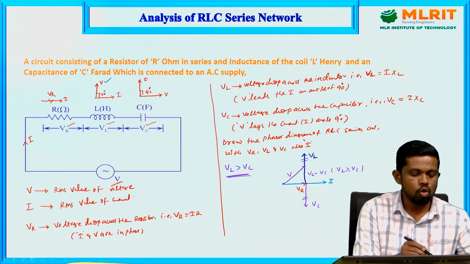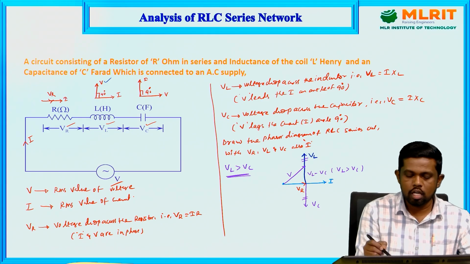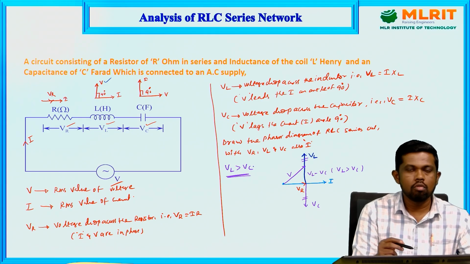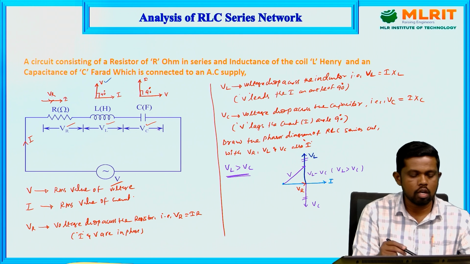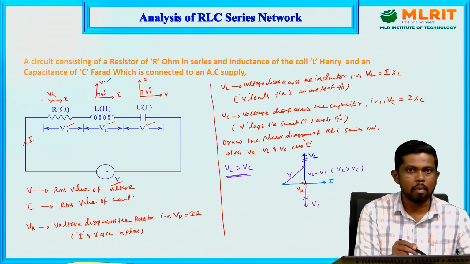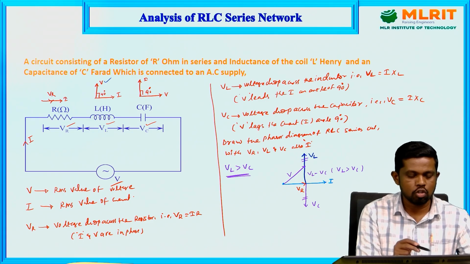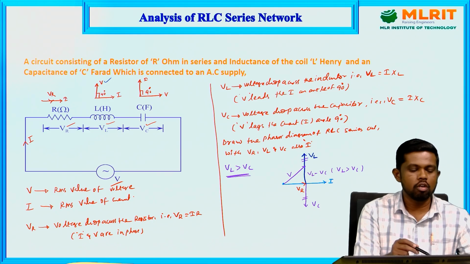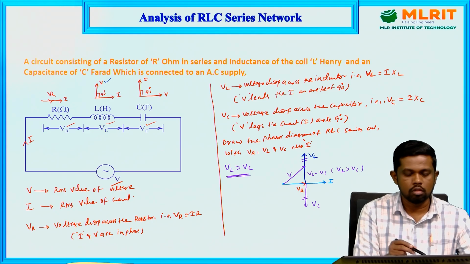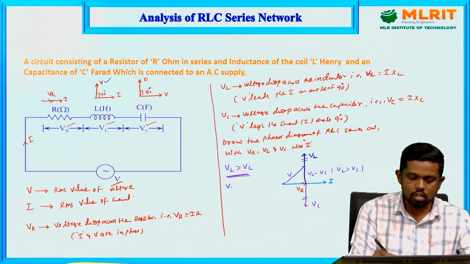Based on the voltage across the element, we will consider either the inductive network or the capacitor network. If the voltage across the inductor is more than the capacitor, then the effective network should be purely inductive. The most predominant term in this case is VL. If the voltage across the capacitor is more than the inductor, then the corresponding network should be effectively a capacitor network. In that case also we need to plot the phasor diagram, that is VC greater than VL. Most of the cases, we need to consider this one only.